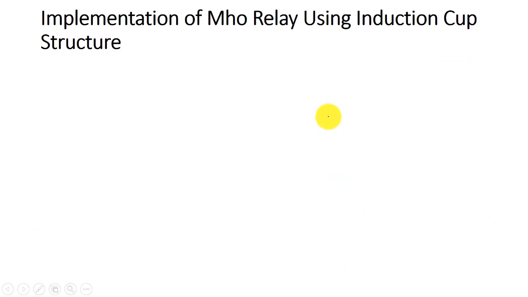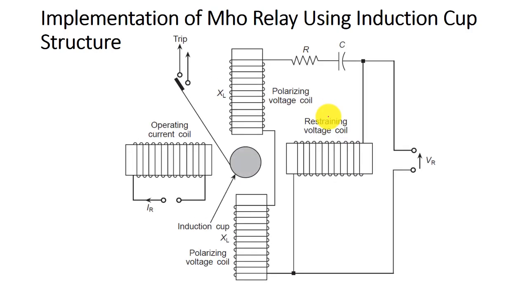And let us see the implementation of the Moore relay using the induction cup structure. As we have seen the implementation of reactance relay using the induction cup structure, here only the connection will be a little different. We can see here this is your restraining voltage coil, and we have a polarizing voltage coil which will in fact support in developing the restraining and the operating torque.